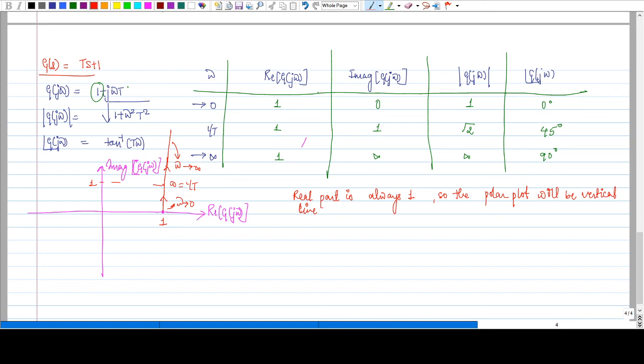Fine, so that's it. Next, in the next one, we will start with different types of systems, like type 0 system, type 1 system, and type 2 system. This is the same procedure; we will reduce the polar plot.